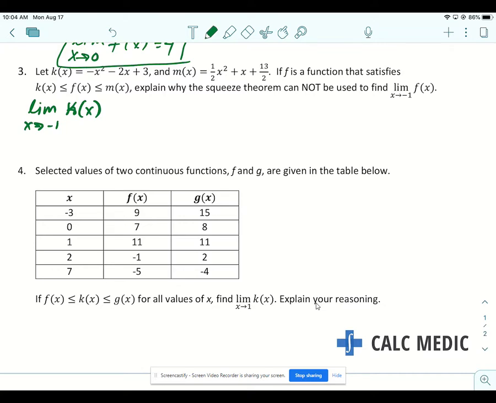I'll take that -1 and plug it into k. So I get -1, and then +2, and then +3, so that should be 4. Then we find the limit as x approaches -1 of m of x. The reason we keep using -1 is because this is the limit we're looking for. I'll plug it in there, and I get 6.